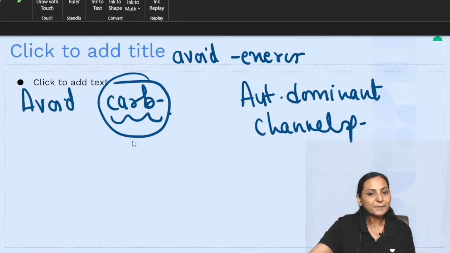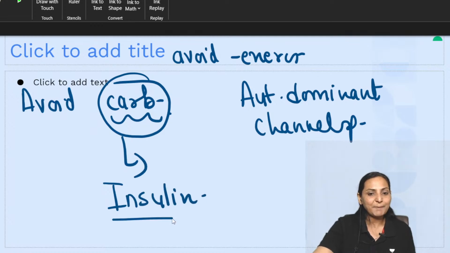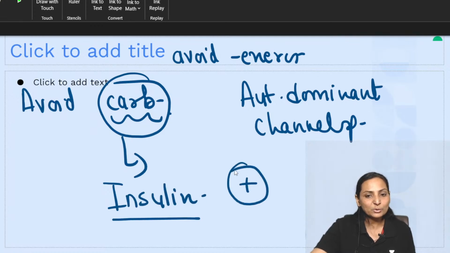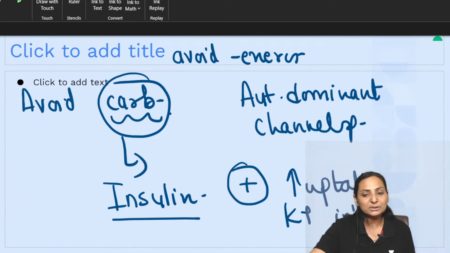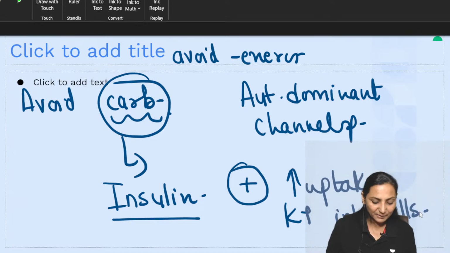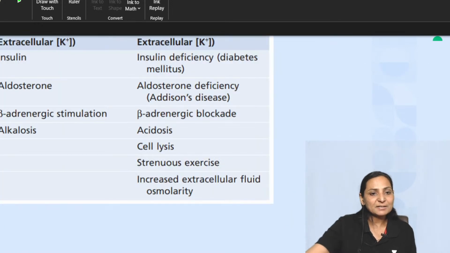What is the reason? The moment you take carbs, there is going to be an insulin spike. Insulin stimulates the sodium potassium pump and increases the uptake of potassium into the cells, and this is going to exaggerate the hypokalemic periodic paralysis, right? Now this is a very interesting table. The concentrations which are going to affect the ECF potassium and the potassium concentration.